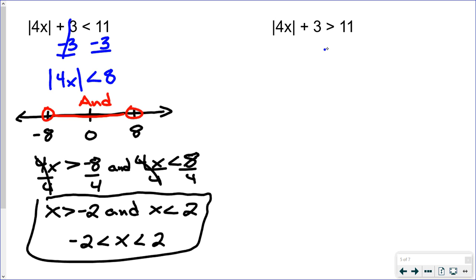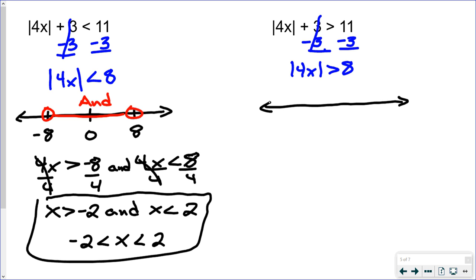So again, my first step is to get the absolute value by itself. So the absolute value of 4x is greater than 8. So that means that 4x is more than 8 away from 0 on a number line. Now, you don't have to draw this number line. I just think that it helps me to visualize what's going on, and it helps me to write the inequalities that result from it. More than 8 away from 0, so that would be this way or this way.